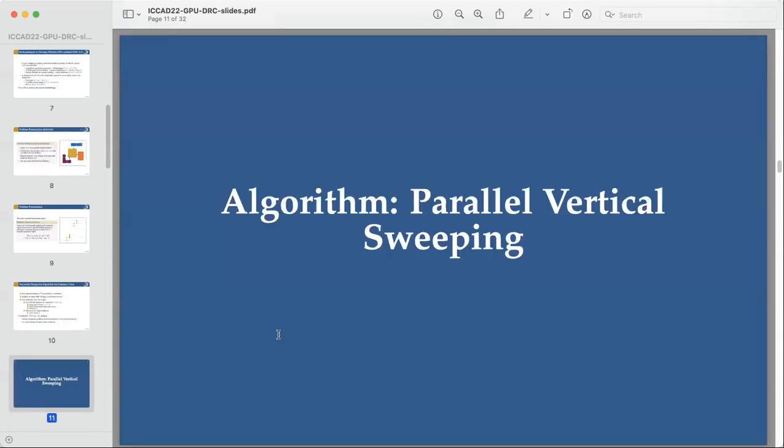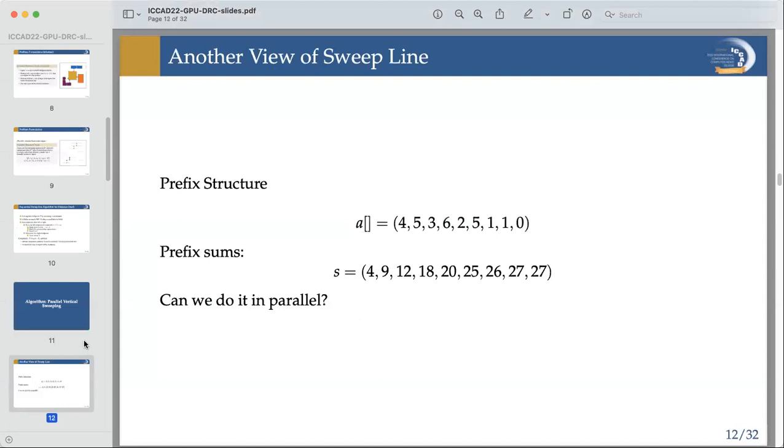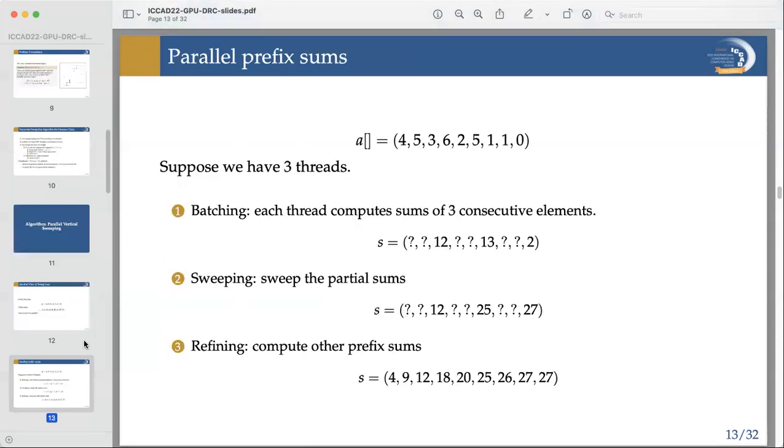And then we are going to consider the parallel algorithm, which is a parallel vertical sweeping algorithm for our distance check problem. Here we provide another view of Sweepline, that is the prefix sum problem. Say we have an array of numbers, and we are going to compute the prefix sums. This is similar to Sweepline as it scans these numbers from left to right, and then sums up all these elements all the way to the end of this array. So consider doing it in parallel. Here we provide an interesting way to do this.